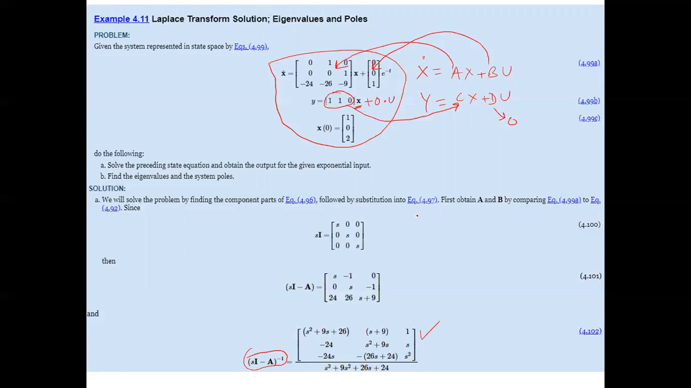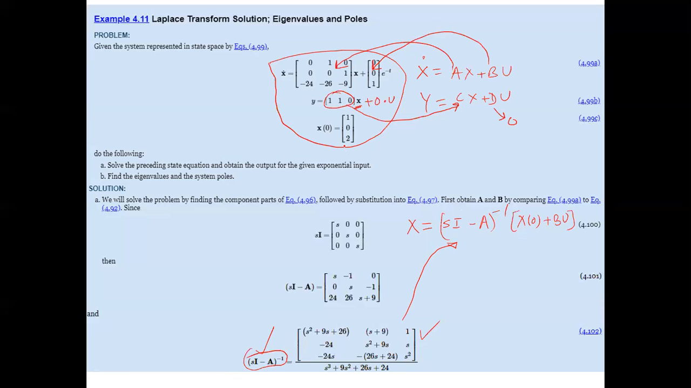So our x is, as you know, your x is (sI minus A) inverse, x0 plus Bu. Then we have this guy here. This guy goes in here. Then you have x0.